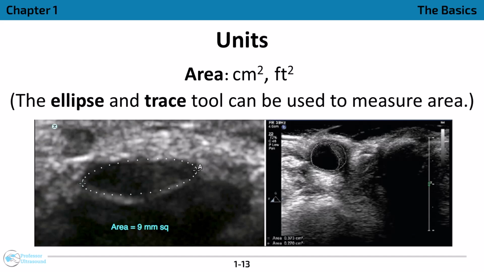The second represents the remaining open lumen, 0.270 square centimeters. Comparing these two values allows us to estimate the percentage of stenosis.